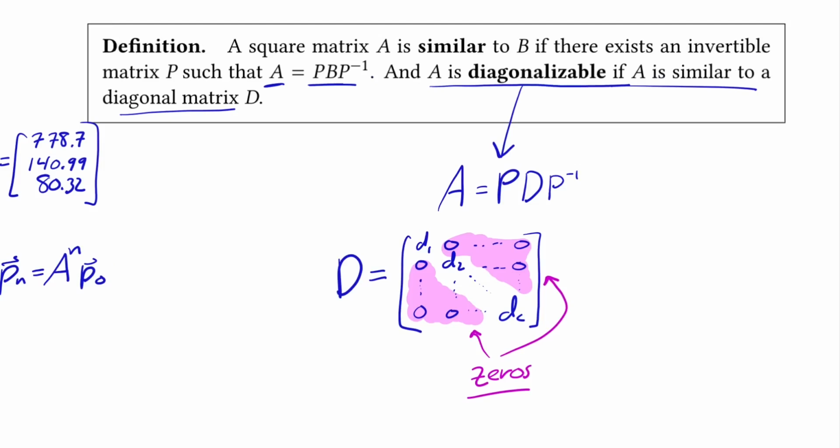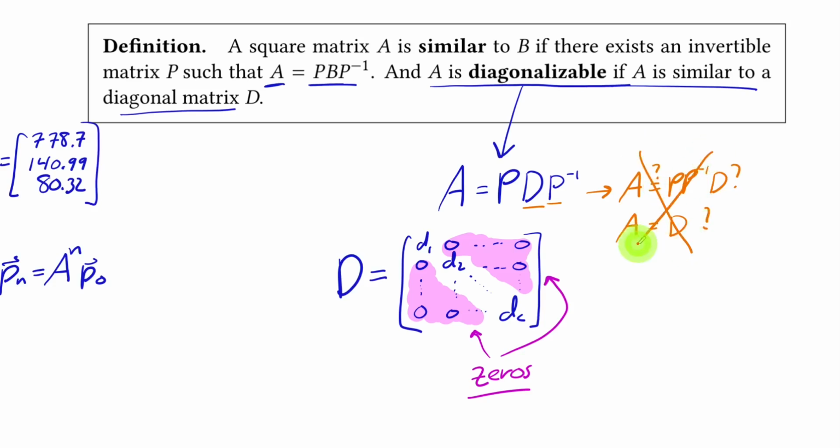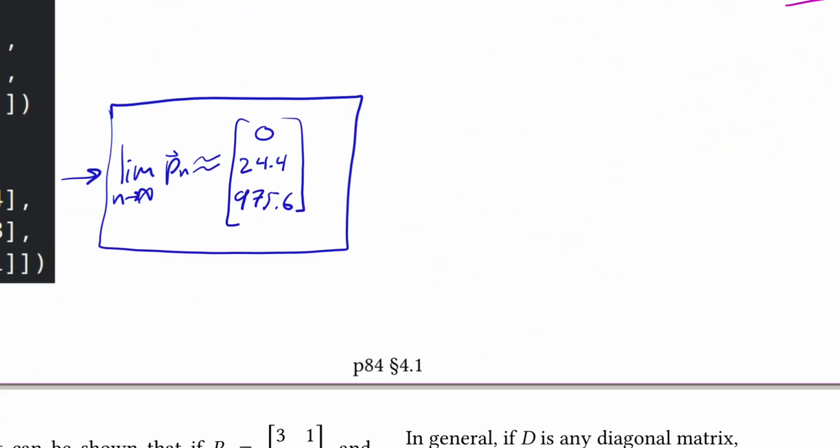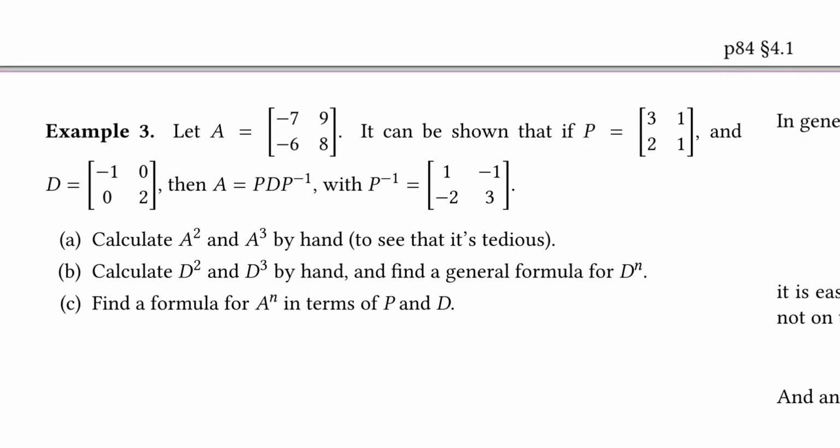Now, if this is true, does that mean we could just move the P inverse and the D around and say A is equal to P times P inverse times D, and P times P inverse is just the identity, which means A equals D? No, because in general, matrix multiplication is not commutative. You can't just change the order of things. So we're going to see most of the examples of diagonalizable matrices are not already diagonal, such as example 3 here. Let's look at this.